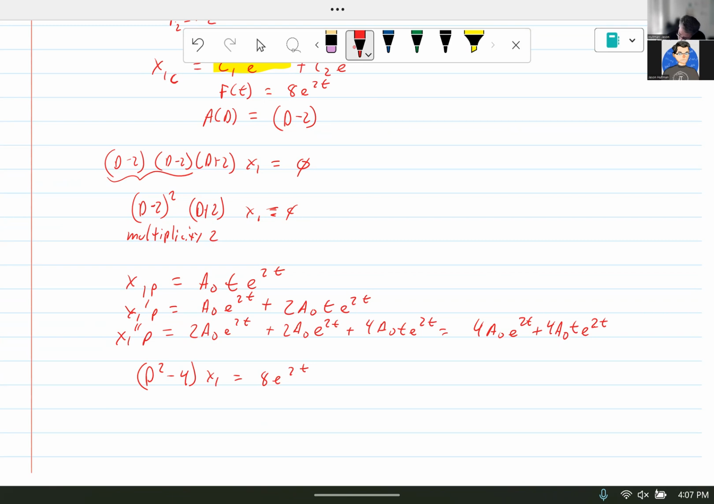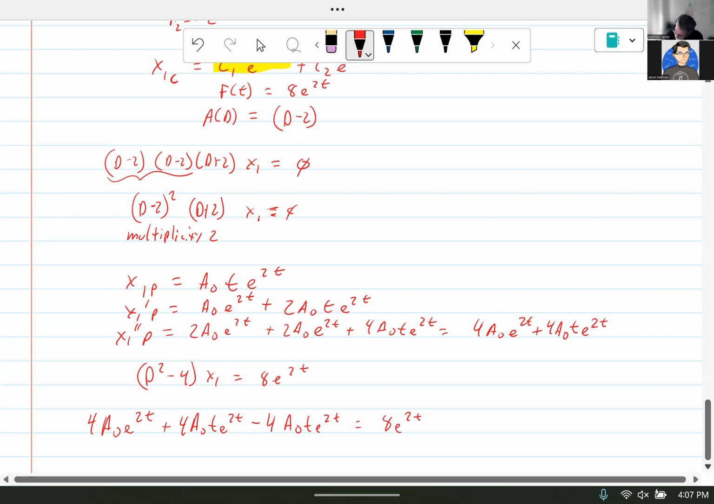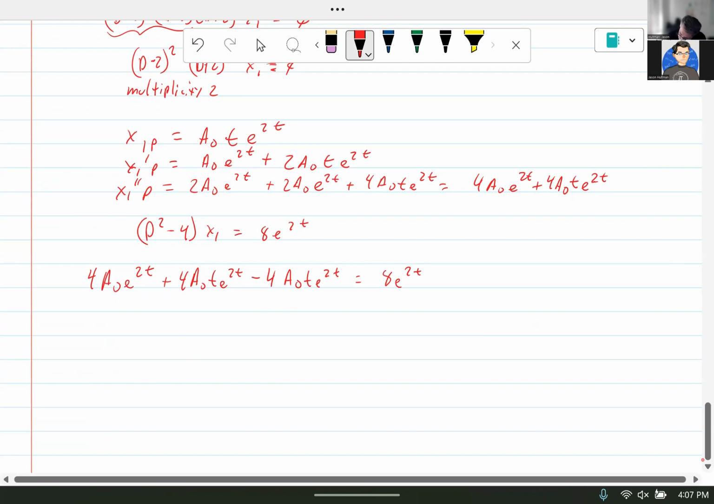Okay, and so I know that the second derivative of 4a naught e to the 2t plus 4a naught t e to the 2t, that's the second derivative of x1, minus 4 times whatever x1 was, well, that was just a naught t e to the 2t, is equal to 8 e to the 2t. And so these two cancel, and I'm left with 4a naught e to the 2t equals 8 e to the 2t. Divide by 4, divide by e to the 2t. We get a naught is equal to 2.